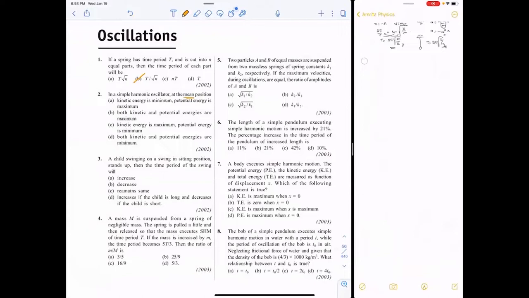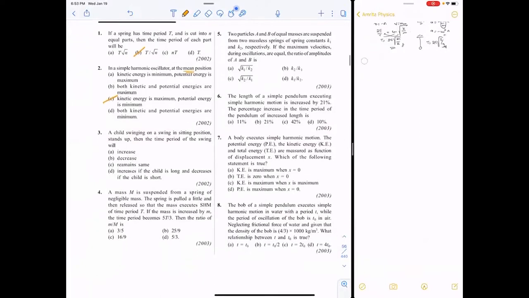Kinetic energy is maximum, potential energy is minimum, right? At the mean position, kinetic energy is maximum and potential energy is minimum. If it is the extreme position, kinetic energy is minimum, potential energy is maximum. That is in the extreme position.